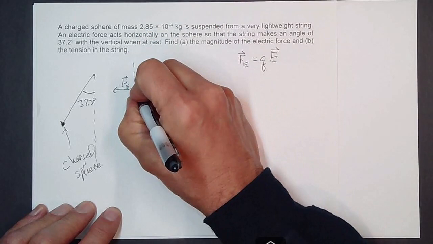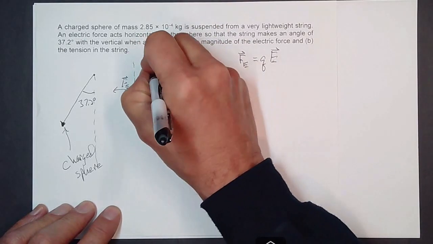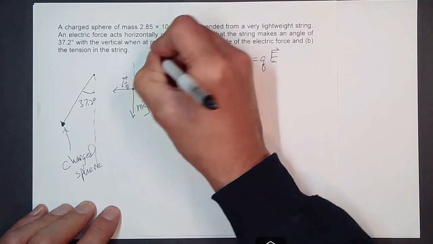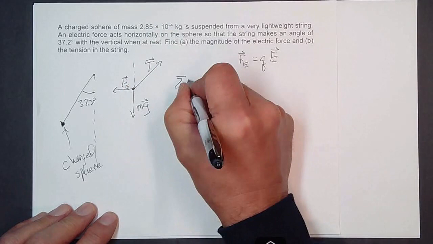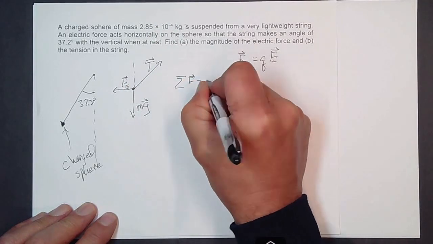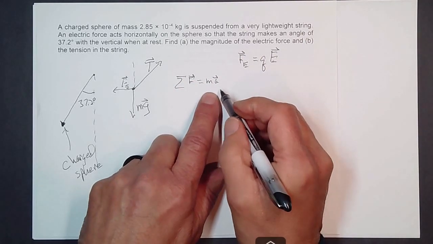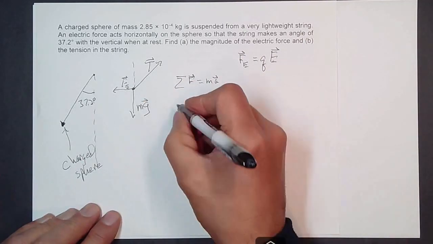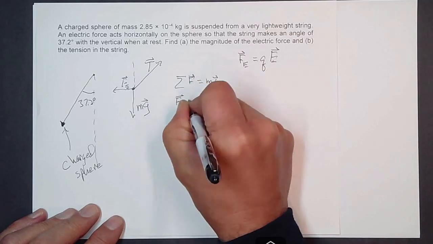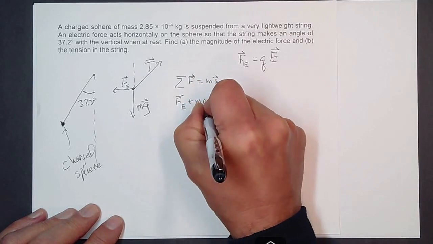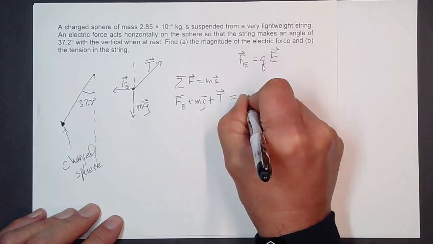Okay, and then we've got the tension in the string. So something like that. All right, sum of the forces equals MA, but in this case A is 0, so the sum of the forces is 0, and we'll just have F sub E plus mg plus the tension equal to 0.